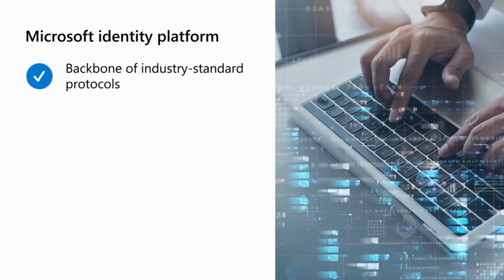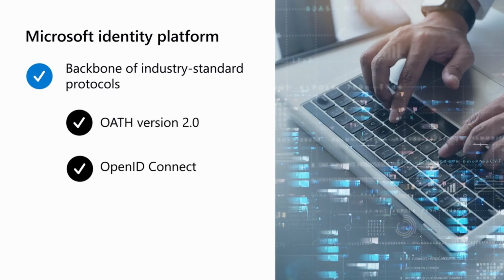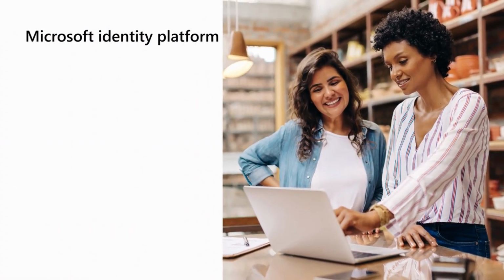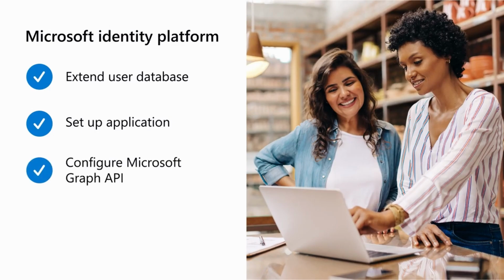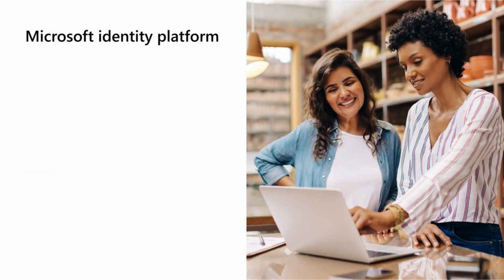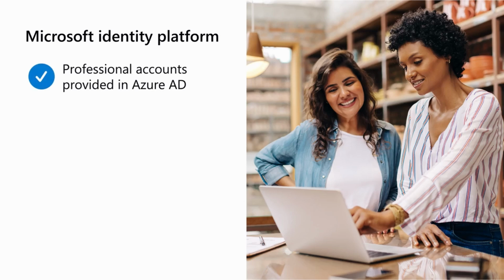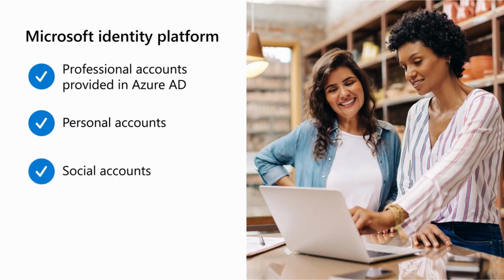The Microsoft Identity Platform supports industry-standard protocols, including Open Authentication, also called OAuth version 2.0, and OpenID Connect. Through MSAL and Azure AD Business to Consumer, also called Azure AD B2C, you can expand the user database with the aid of the Microsoft Identity Platform. You may register and set up your application using the Azure interface. You can also use Microsoft Graph API to configure applications programmatically. For example, work and school accounts, Azure AD provisioned accounts, personal accounts such as Outlook.com or Hotmail.com, customers with personal social identities such as LinkedIn, Facebook, and Google.